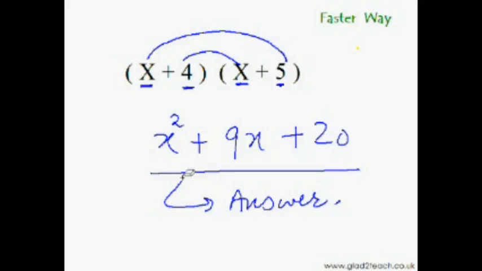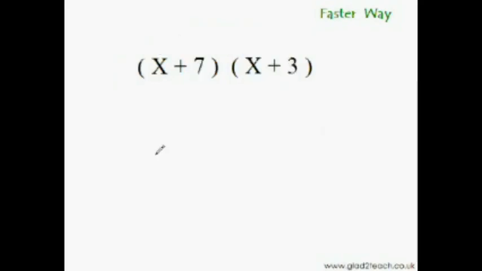Let's take another one. Okay, you try to solve it. So now mentally solve this question. Be honest. Please don't use your notepad and your pen. Do it mentally. Start. The answer would be x square. 3x, 7x is 10x and 21. X square plus 10x plus 21. That's it.